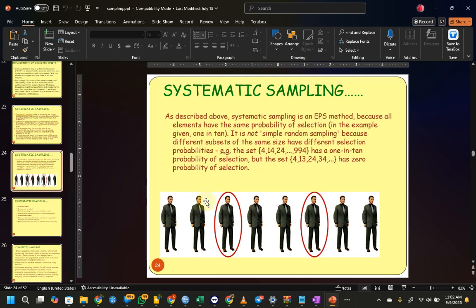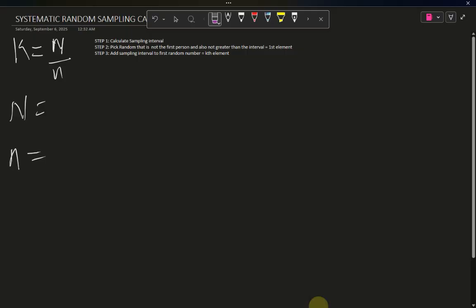So you start, let me just open to do that. First thing you have to do, I hope you can see this, is to calculate your sampling interval. The sampling interval is denoted by K. Just as, remember, our sample itself is denoted by n, and our accessible population is denoted by N. This sampling interval is denoted by K.